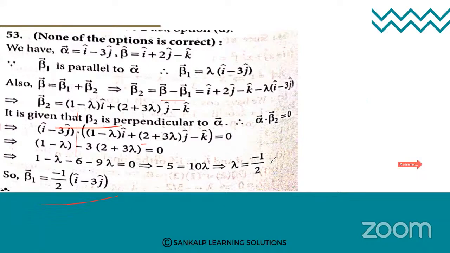So this concludes. On substituting, we get beta 1 is equal to minus 1 by 2 i cap minus 3j cap. Here there is a typing mistake. They have given none of the options as correct, so our correct answer must be minus 1 by 2 i cap minus 3j cap.